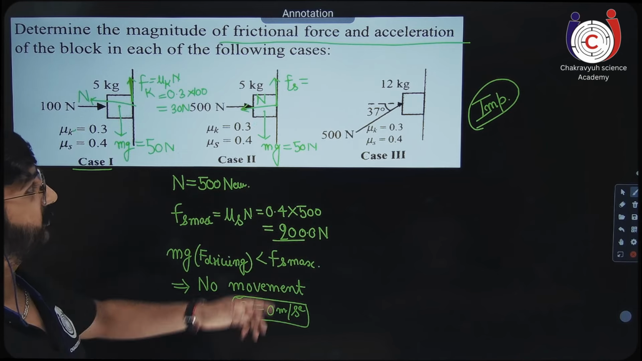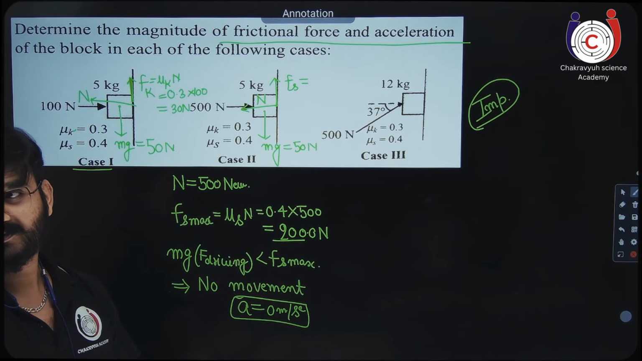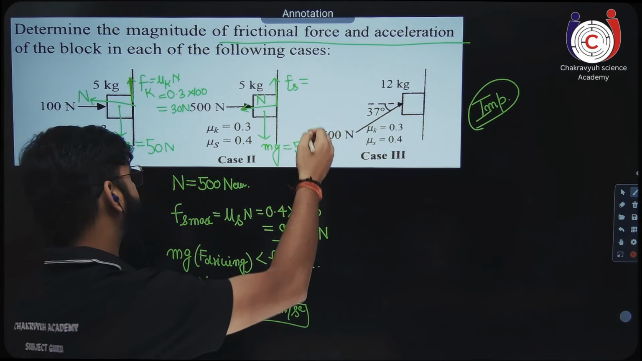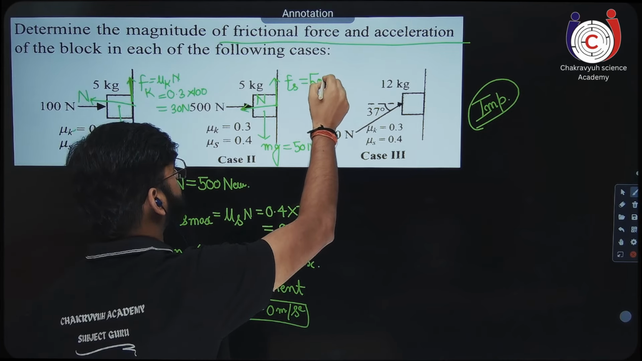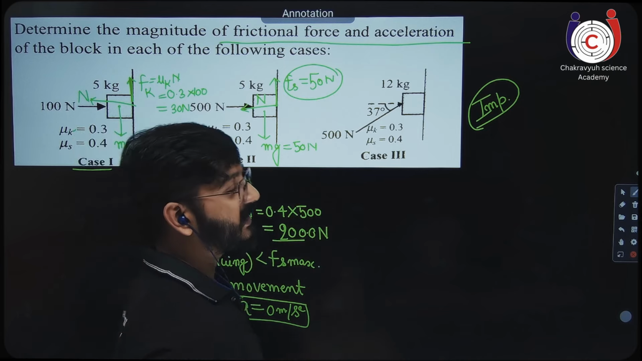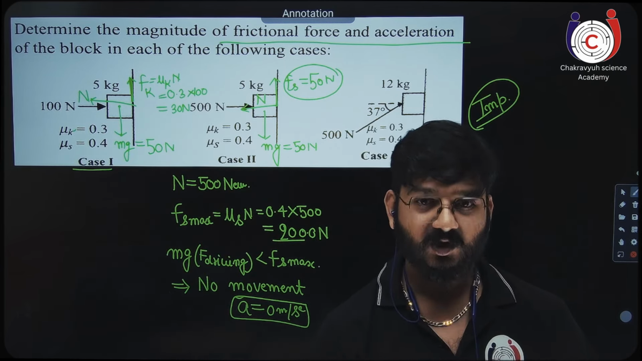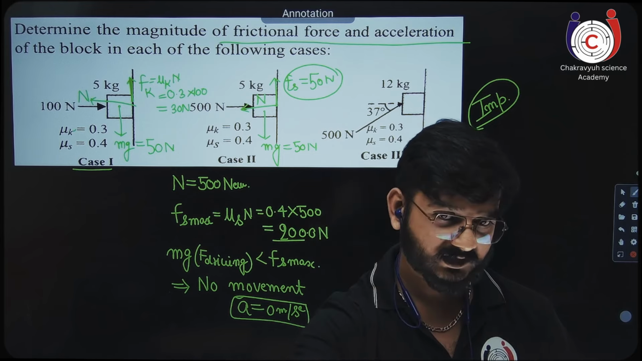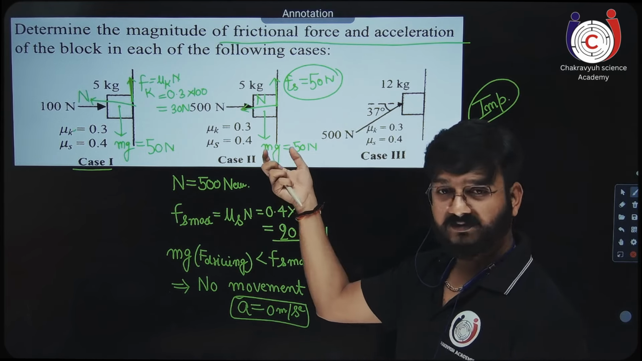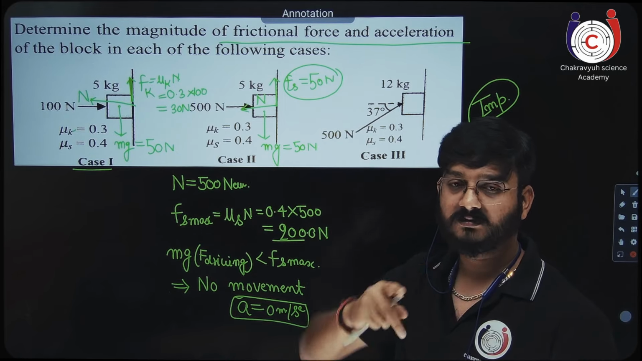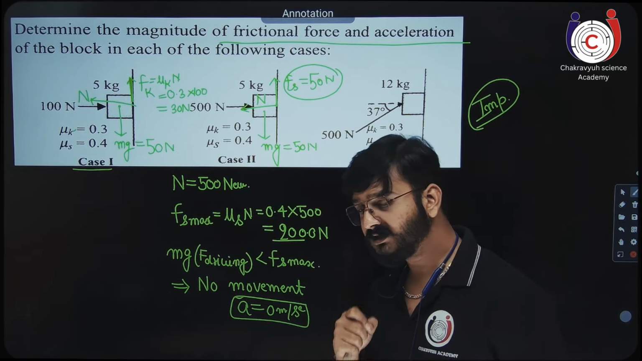Now, can you guys tell me what will be static friction equal to? 50. Very good. Excellent. Static friction means what? It is the force required to stop the object. If you apply a force of 50 in the downward direction, how much force do you need in the upward direction to keep it at rest? 50. And that's what we discussed.